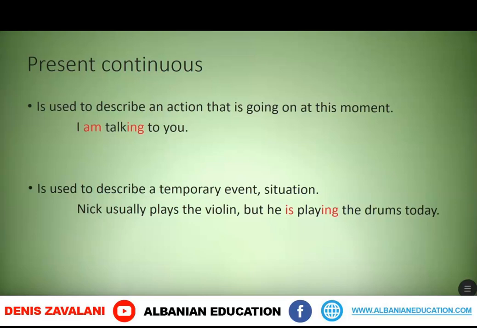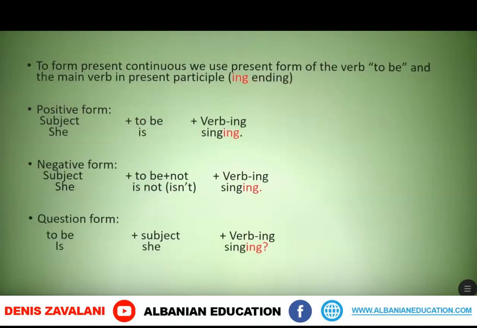You can see the words in red. You can see am and the suffix ing. So that means when we talk in present continuous, we have to use the verb to be, and the main verb should have an ing ending. To form the present continuous, as I said, we use the present form of the verb to be and the main verb in present participle, ing ending.